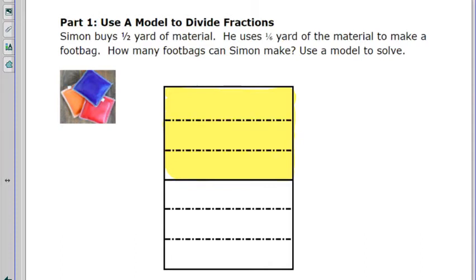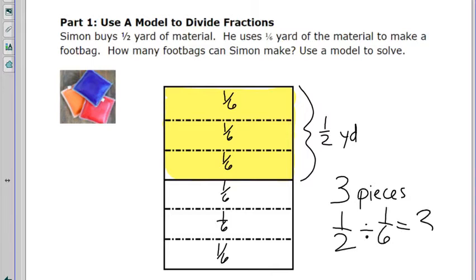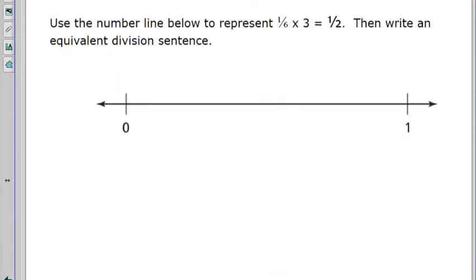So now I have 6 equal parts, and here's 1/6, and another 6th, and another 6th, and another 6th, and another 6th, one more 6th. And you can see in my half a yard, I was able to get 3 pieces. So 1/2 divided into groups that are 1/6 in size gives me 3.